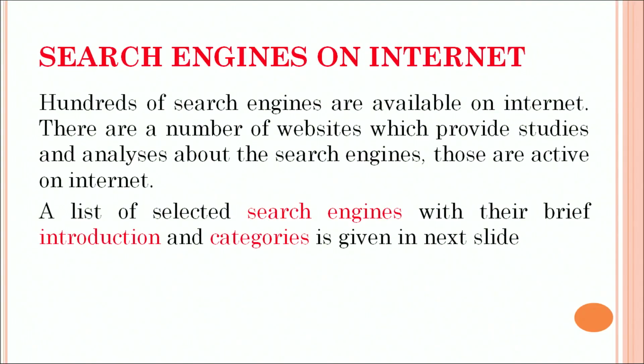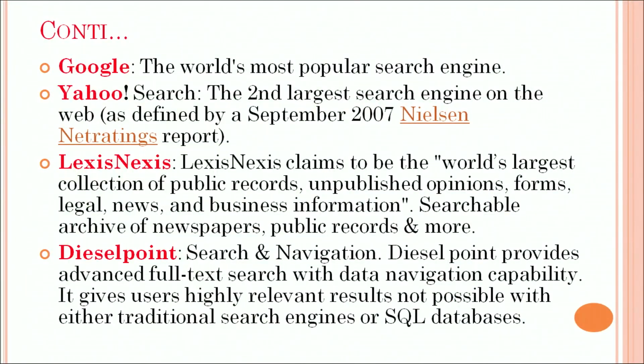Search engines on the internet: hundreds of search engines are available. There are a number of websites which provide studies and analysis about these search engines that are active on the internet. A list of selected search engines with a brief introduction and categories is given in this slide. Like we have the search engine Google, the world's most popular search engine. Then Yahoo, the second largest search engine on the web.